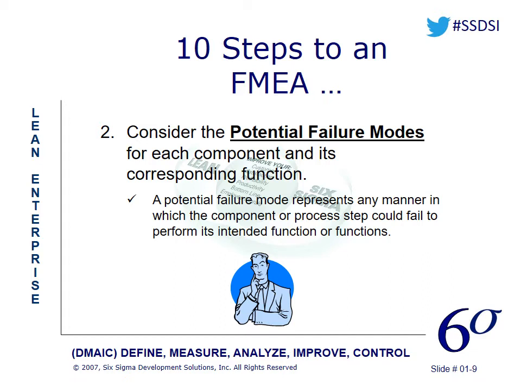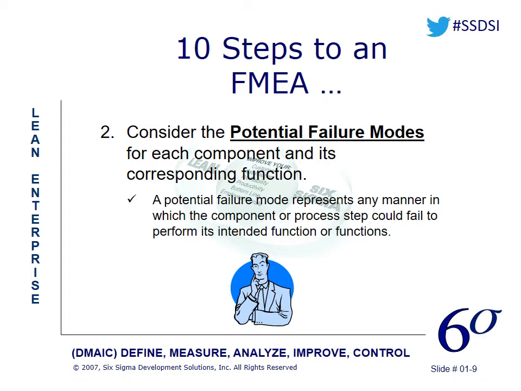I might have an illegible work instruction because it's got material on it that's made it hard to see. Another failure mode might be that I just don't have it. Somebody lost it. Another failure mode might be that I've got a damaged work instruction, where I can't see certain words.